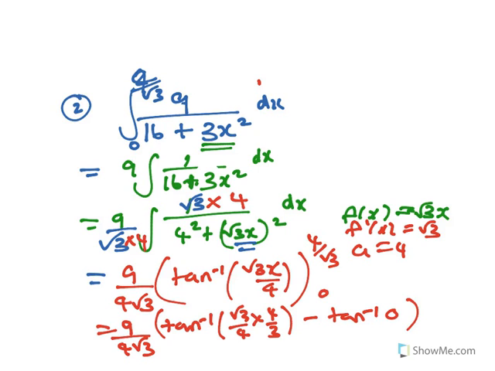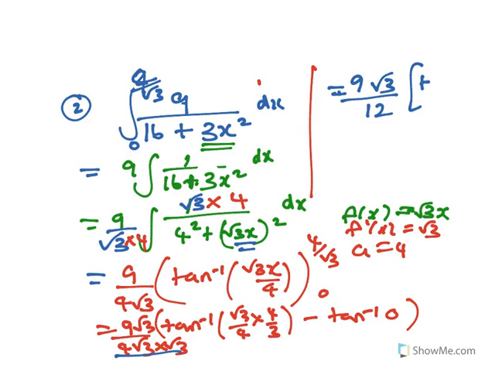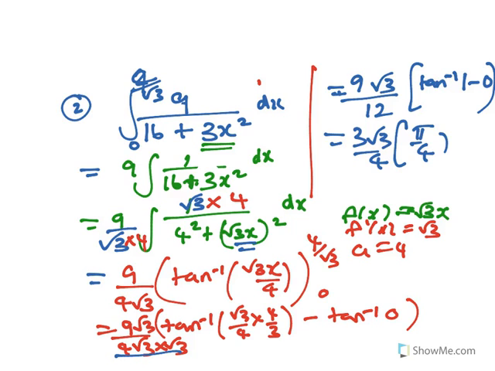So that ends up being, I'm just going to rationalise this part. That's going to be 9 root 3 on 4 times 3, which is 12. And that's going to be tan the minus 1 of 1 minus 0, which is 3 root 3 on 4. Tan the minus 1 is pi on 4. So it's 3 root 3 pi on 16. That's it.